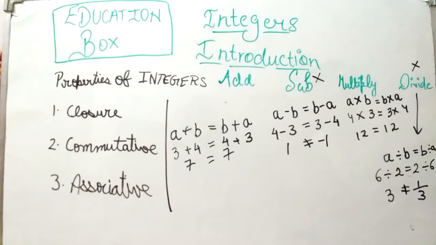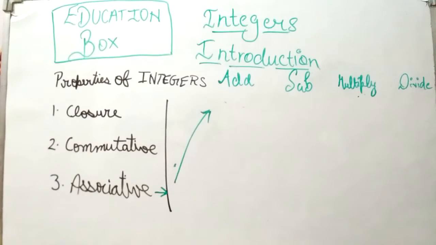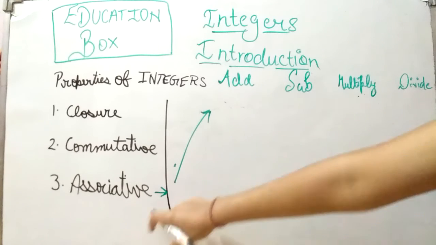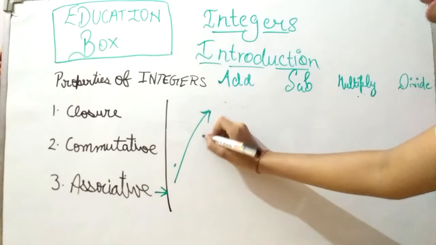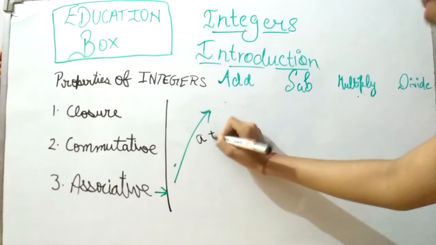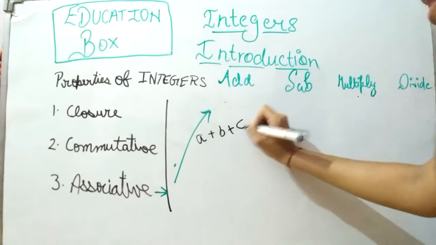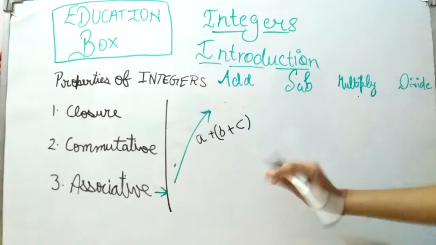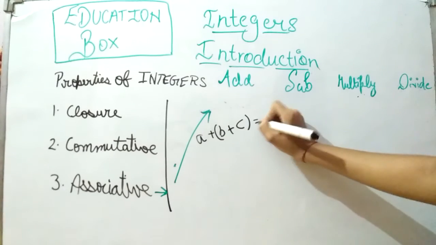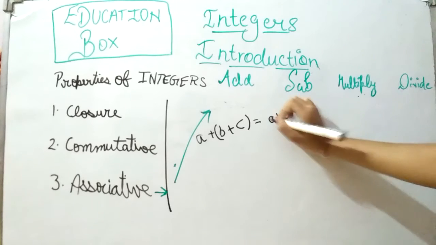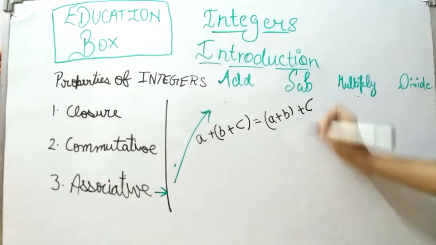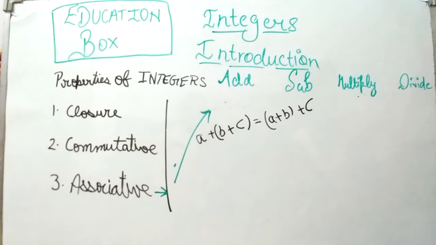So now let's move on to another property, the associative property. In the associative property, it is said that if we add A plus B plus C and we keep the last two numbers in brackets, and then we regroup as A plus B in brackets plus C, our answer will be the same. Now let's check this.